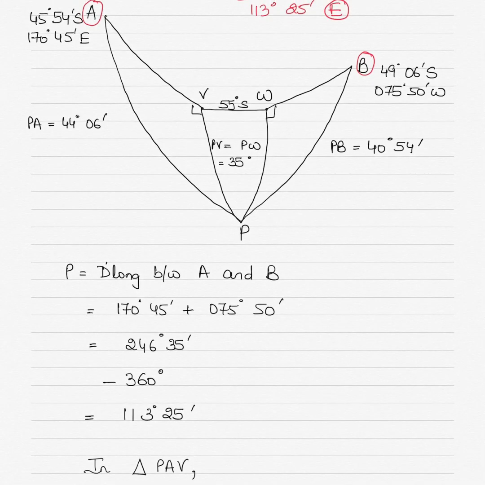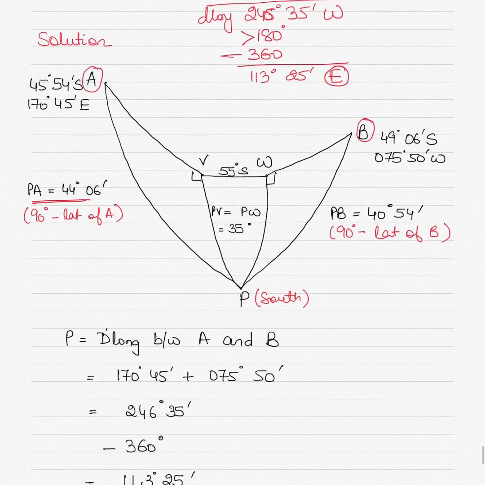PA becomes 90 degrees minus the latitude of A, which is 45 degrees 54 minutes, and PB becomes 90 degrees minus the latitude of B, which is 49 degrees 6 minutes. Because P is the pole here and we are talking about the south pole, we are looking at it from the south pole's perspective. So from P, the latitude is drawn from the equator.